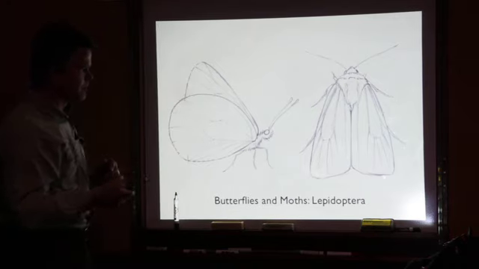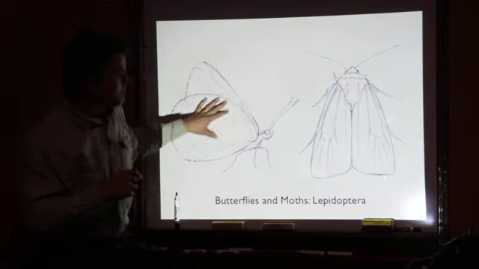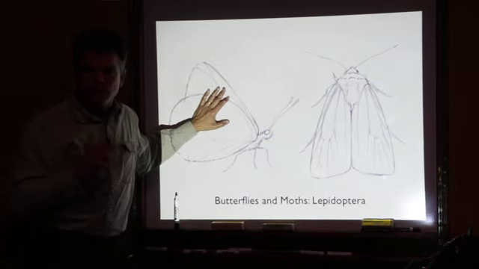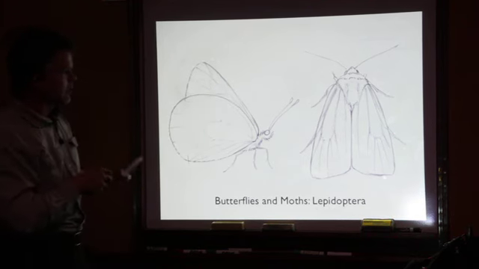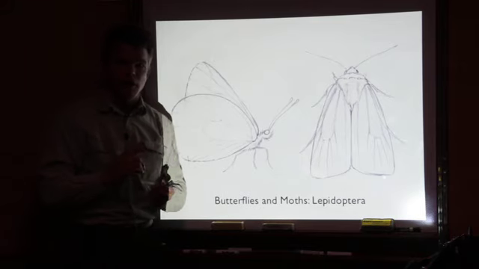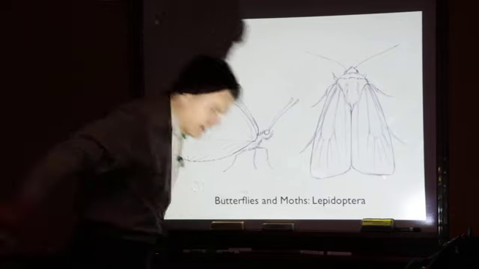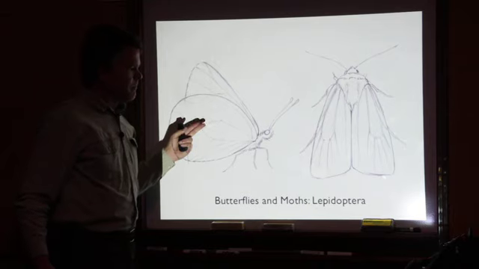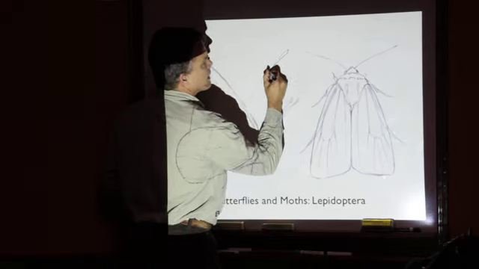Great question. So the next one is another group you're already familiar with. These have sort of membraney wings that are covered with scales. Those are the butterflies. These are the moths. Butterflies tend to have bright colors and fly during the day. They fold their wings up over their back when they're at rest, in this position here. Their antennae come to little clubs. So they've got an antenna that is shaped like a little club.